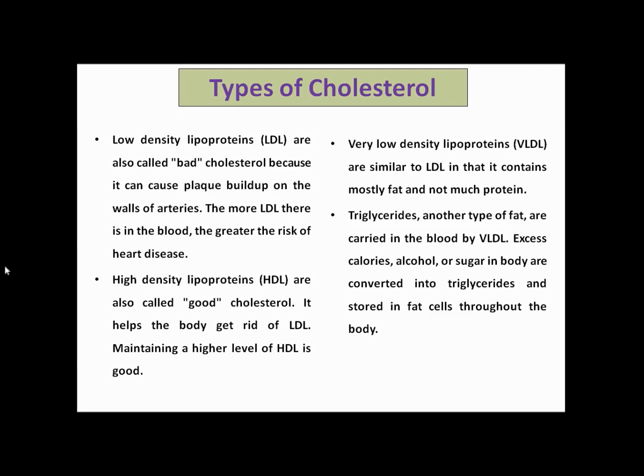So how are these triglycerides formed? Actually, triglyceride forms in the human body or in the blood due to the excess amount of calories or alcohol. If you take a high amount of alcohol, or a high amount of sugar is present in the blood, or you take excess calories, they immediately get converted into triglyceride, and they are generally stored in the fat cells throughout the body.